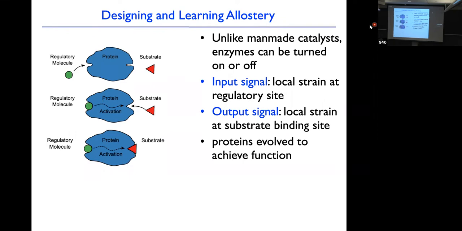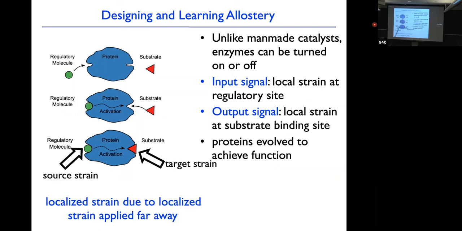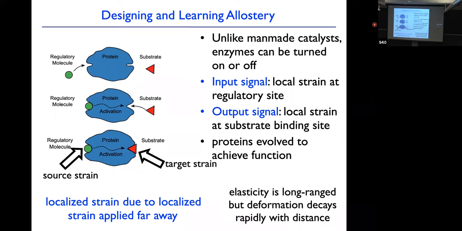Okay, so that's an example of allostery. If I think about it in physics terms, what I'm doing is applying a strain here by binding this molecule, and that's creating a local strain some distance away, which is of the same order as this one. And you say, okay, elasticity, we know elasticity decays really slowly, it's long range. But if you actually put in the numbers for a typical protein, the response that you would expect to see at this distance is down by a factor of 10 to the minus 2 or 10 to the minus 3.